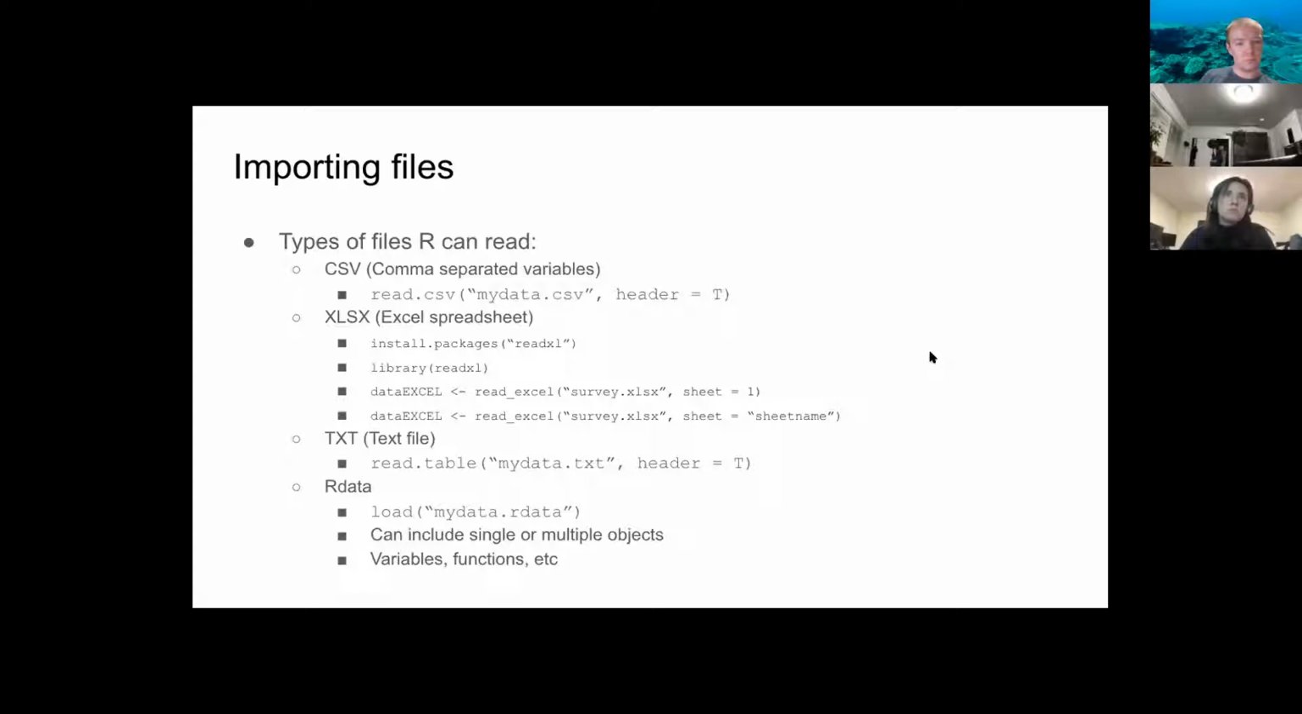Once you've done that, you can go ahead and import files. There's several different types of files that R can read. You may have heard of CSVs before, which stands for comma separated variables. You can generate these from Excel spreadsheets. You can save Excel as CSV, and then you can go ahead and open them in R later.